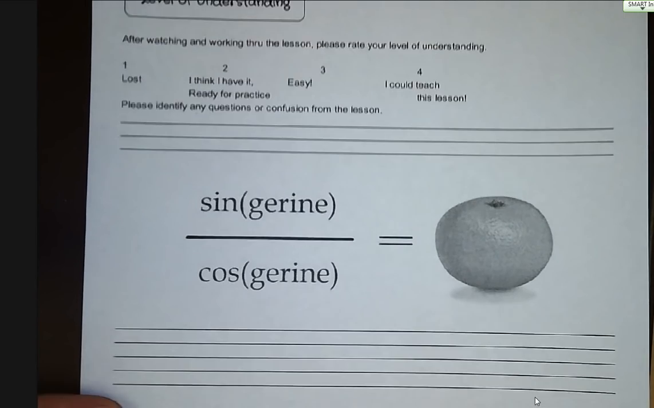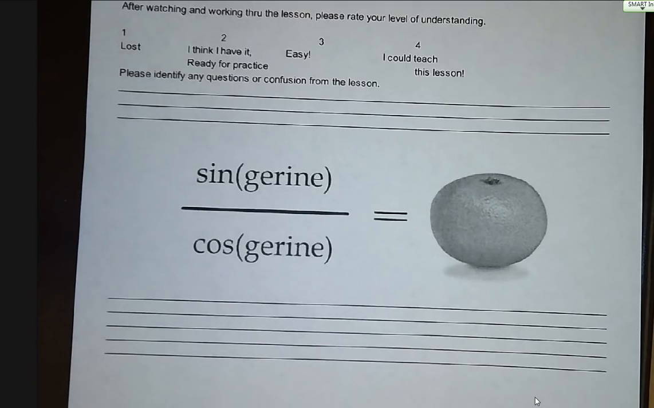Here's my funny joke. Sine of tureen divided by cosine of tureen is equal to? Tangerine. I laugh way too hard at that joke.